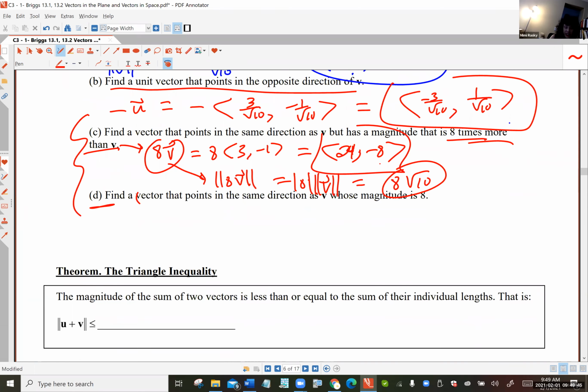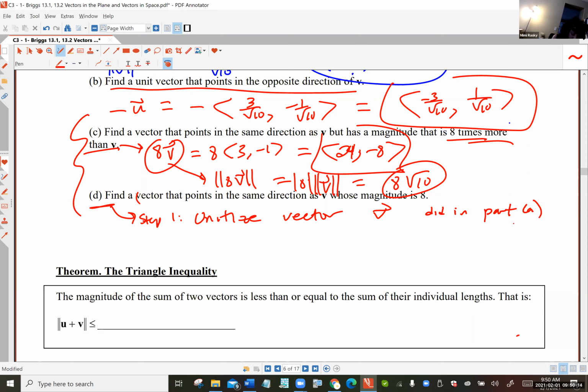Okay, now letter D is different. And this is where students get screwed up because they go, oh, that's going to be 8V also. No. You want a vector whose magnitude is exactly 8 units. So the first thing you need to do, step 1, would be to unitize the vector V to shrink it down so that it's only 1 unit in length. And I claim we already did that in part A. So good news, we already did part of this problem.